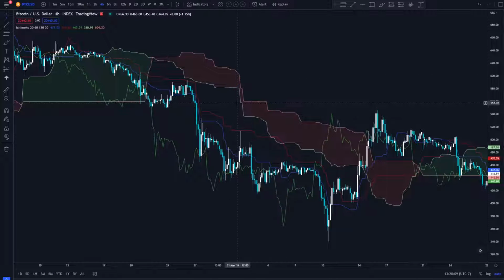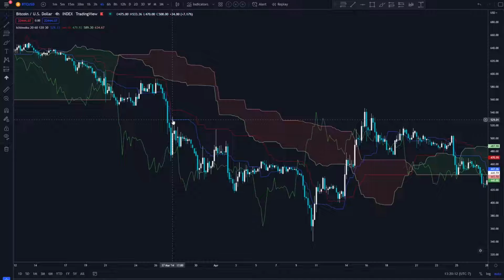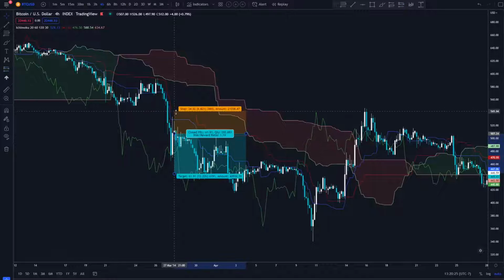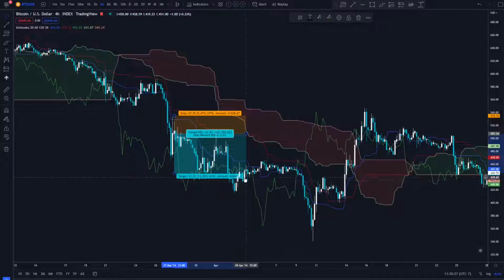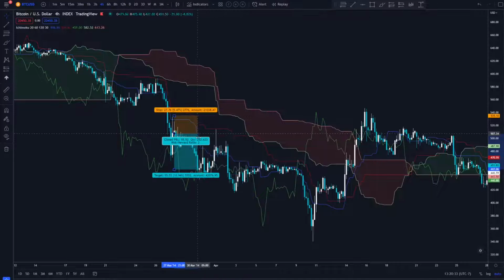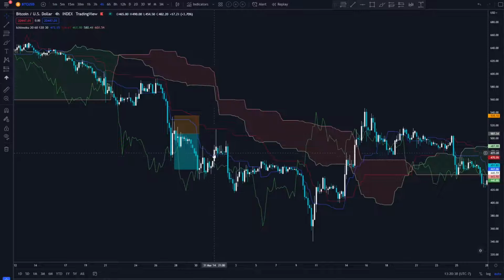And then you enter on a pullback to the Tenkan with a close below. So in this case, we'll be taking a short position here, and we could put our stop right above that wick and target 2 times the risk. And that was a winner. And this is not a short entry here because it closed above. This one is, however.